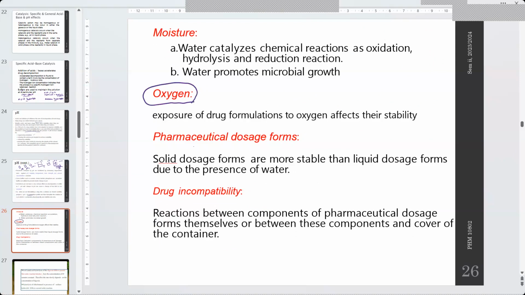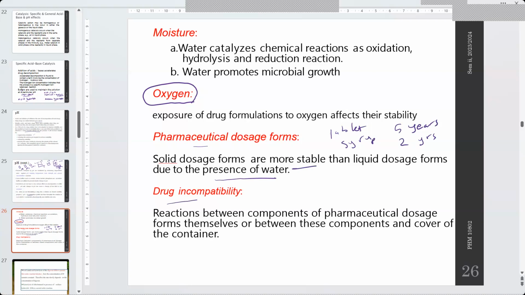In pharmaceutical dosage forms, we said liquid is usually less stable compared to solid, as we mentioned, because the presence of water will accelerate degradation. So solid dosage forms are more stable. So you may see that for a certain drug, the tablet shelf life is maybe 5 years, but the serum of the same drug has a shelf life of only 2 years. This is because faster degradation happens in an aqueous environment.